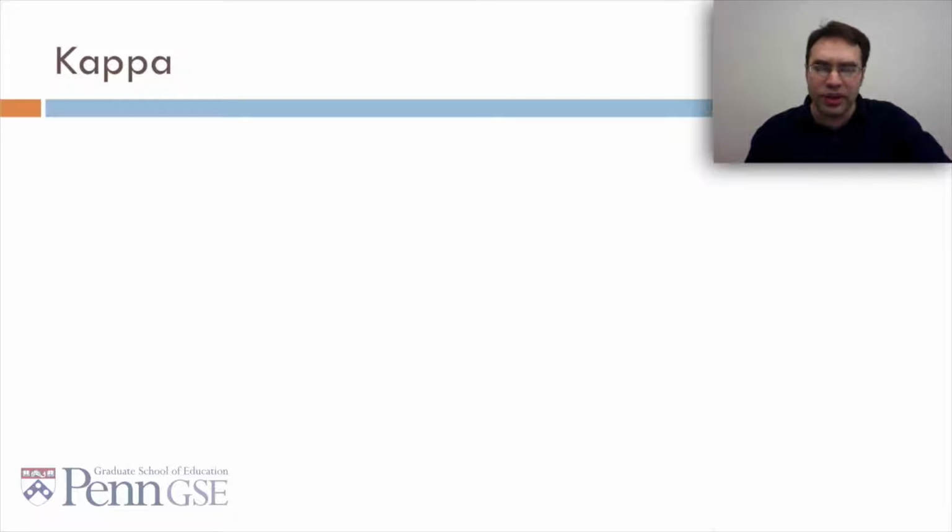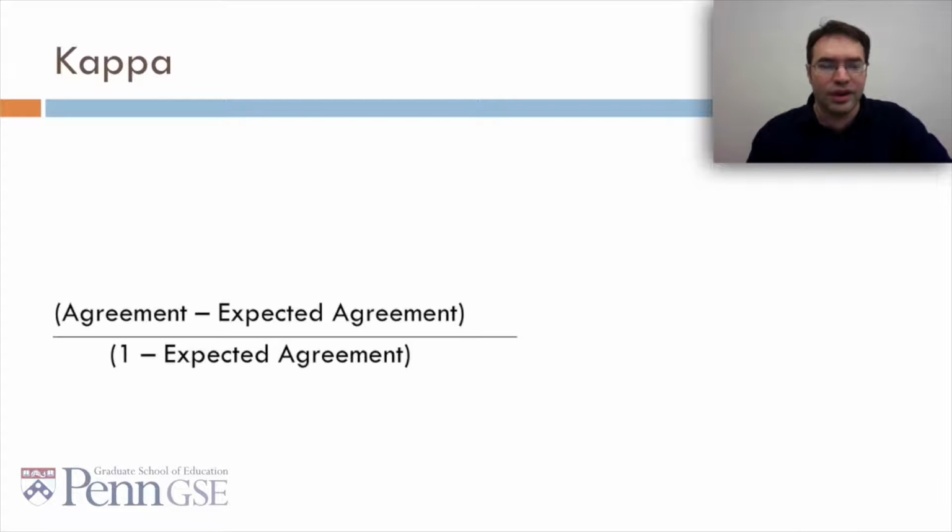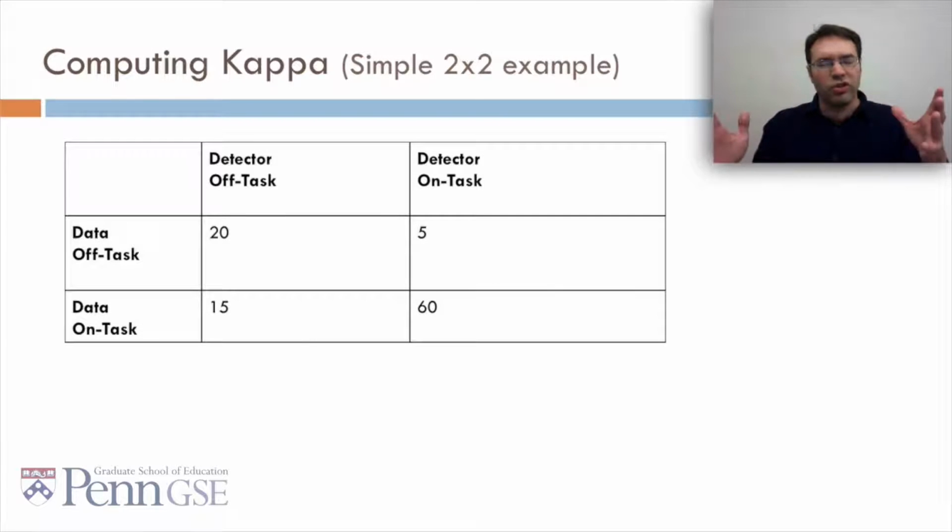Another metric that we can think about that's a little better is kappa, also known as Cohen's kappa. Kappa is the agreement minus the expected agreement, divided by 1 minus the expected agreement. With kappa, you might be saying, how do you calculate that expected agreement? Where does it come from? Where it comes from is the base proportions of the two groups. So let me show a simple example.